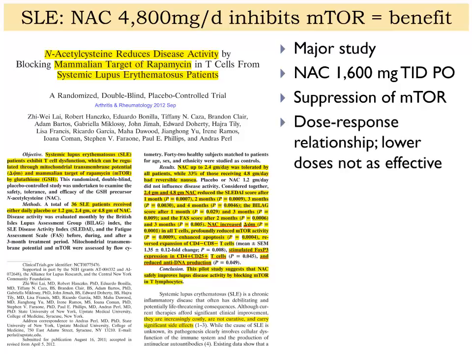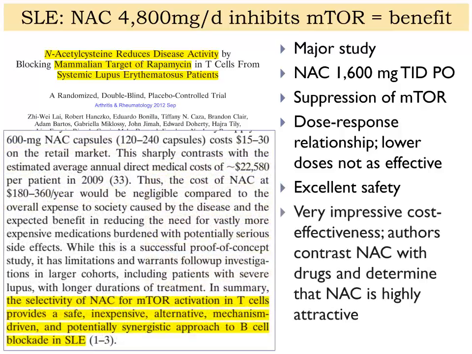What was noted here was a dose-response relationship. Lower doses were not as effective. Another group within the same study got 2,400 milligrams rather than 4,800 milligrams, and the people who got 2,400 milligrams had much less benefit than the group that received a total of 4,800 milligrams. So again, 1,500 milligrams or 1,600 milligrams 3 times per day I think is very, very reasonable, and again was shown to be very excellent here. Excellent safety and very impressive cost effectiveness.